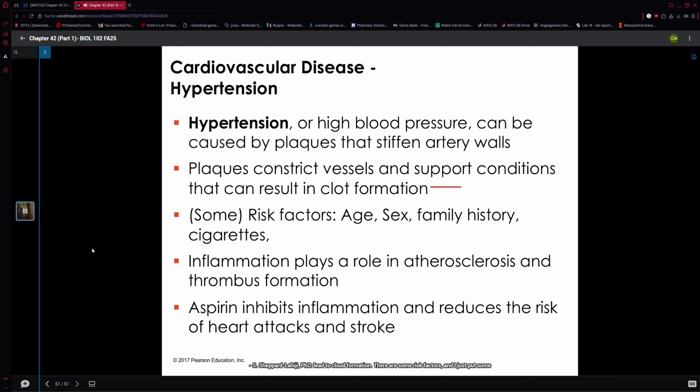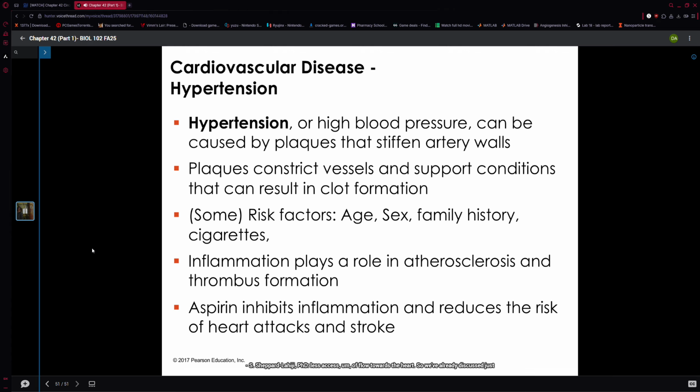There are some risk factors, and I just put some here because obviously not all of them are listed, but age is a factor, sex is a factor, familial history, presence of cigarettes can be a factor. And when it comes to cigarettes, they can stimulate the myocardium to beat faster and can stimulate vasoconstriction. And through that vasoconstriction, that can promote myocardial ischemia. So that can promote less access of flow towards the heart.